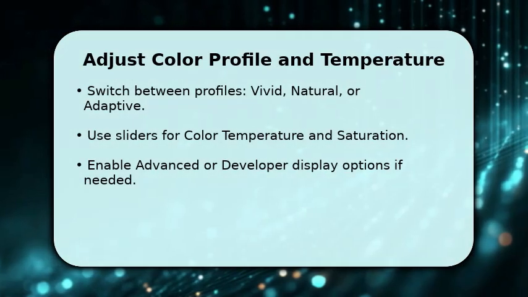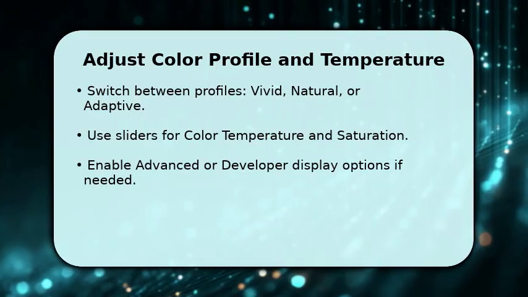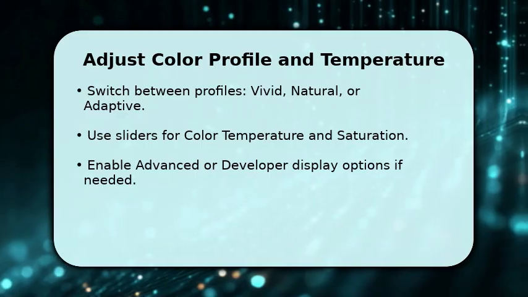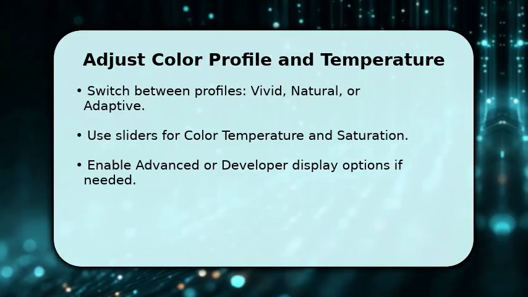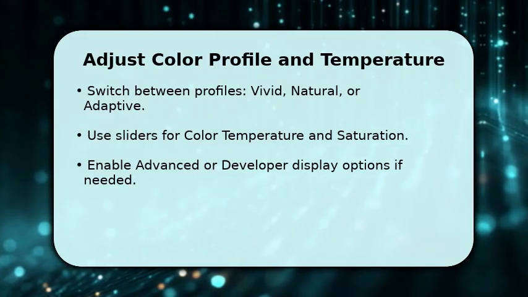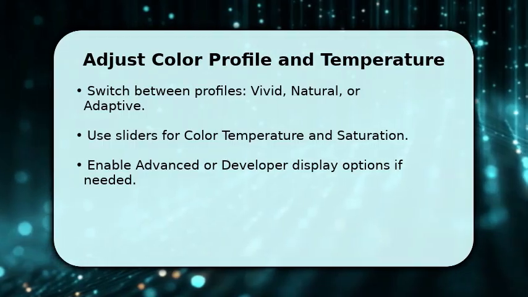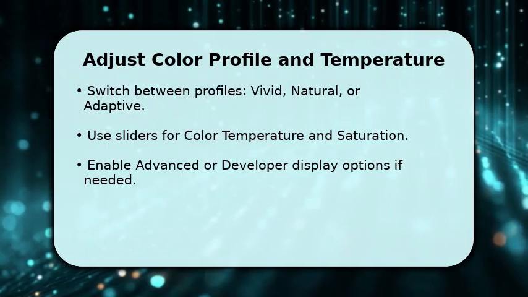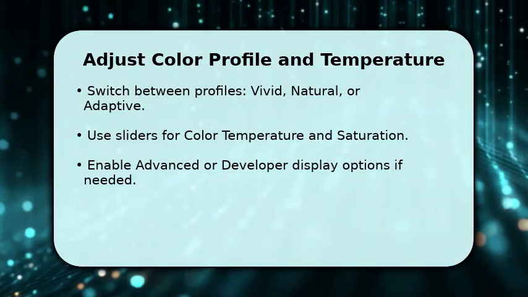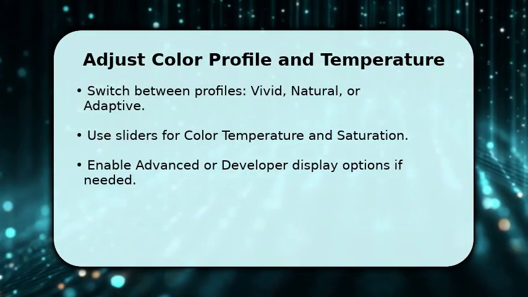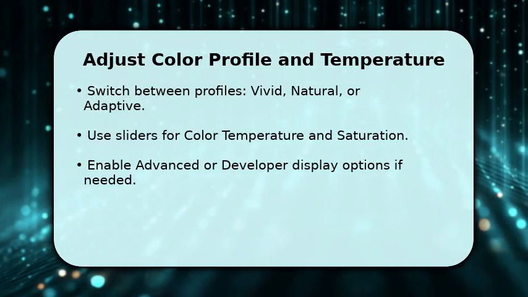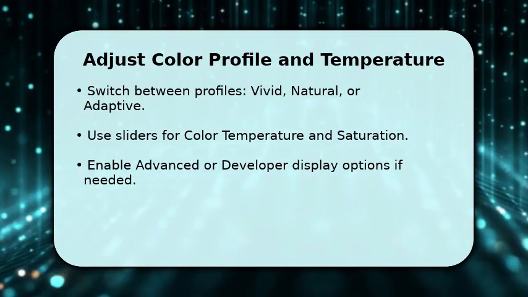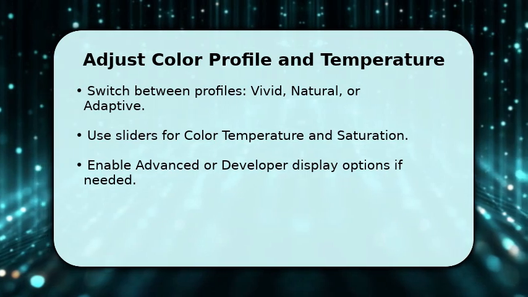You now pick a color profile, vivid for punchy hues, natural for accuracy, or adaptive to dynamically change colors, because profiles change gamut and saturation differently. Once chosen, move the color temperature slider warmer for reds or cooler for blues, and nudge saturation to increase or decrease intensity. Small changes matter. If you need more precision, enable advanced or developer display options to access RGB gains or wide color gamut toggles.